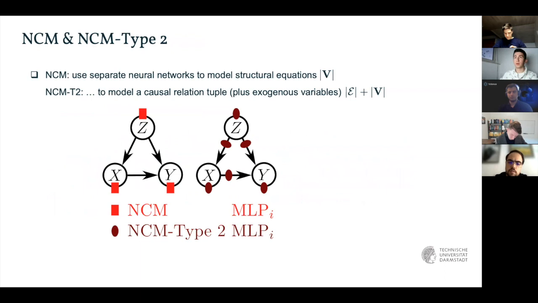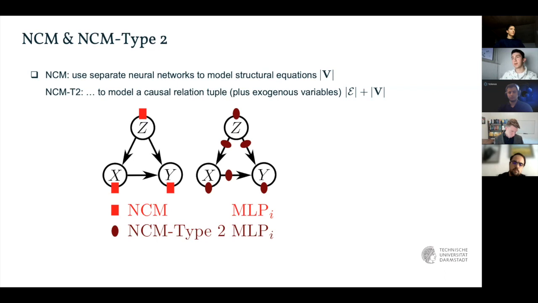And to illustrate this, on the left with these red rectangles, you see the regular NCM, right? So each variable will have a neural net modeling it. And on the right side, you see this new model, which we found coming from that GNN view, where you basically have each of these edges additionally being covered by neural nets.